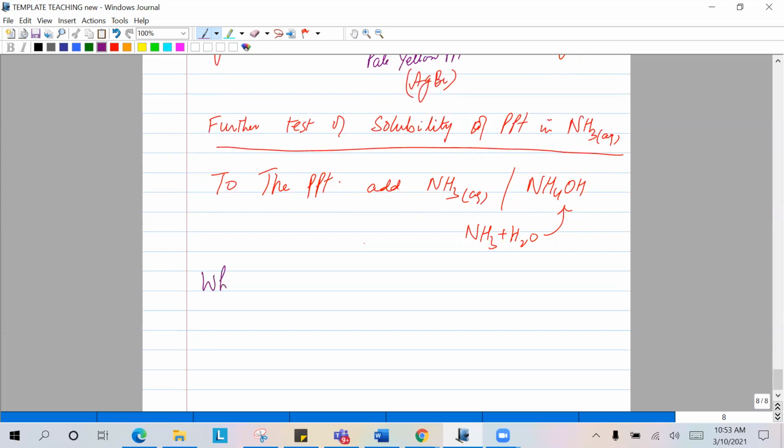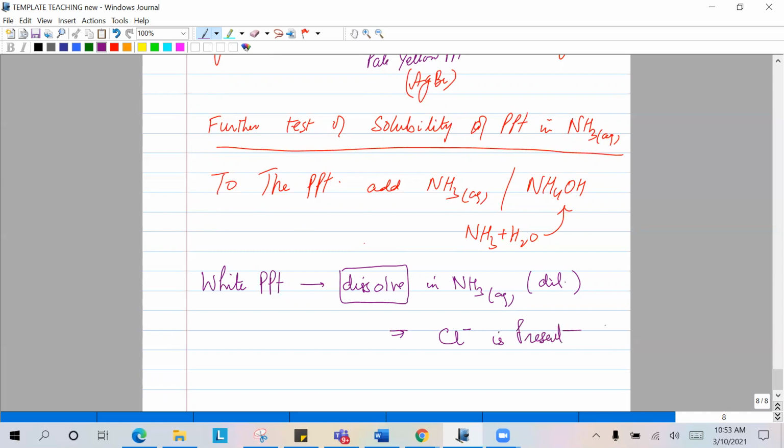The white precipitate, if you were thinking that it is a white precipitate, then what will happen is this will dissolve in ammonia solution, or you can say in the dilute. That means even if you add a little amount of ammonia solution, this will dissolve. Once you know that this is dissolving, you are 100% sure that the chloride is present.